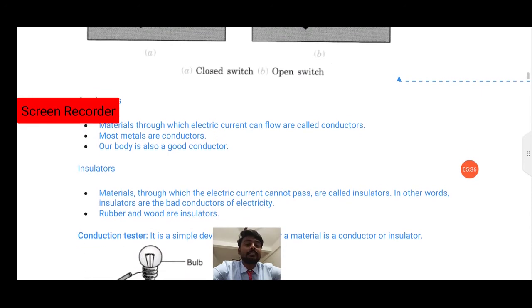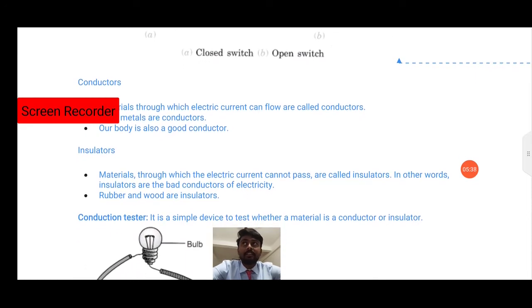You can see the second one, insulators. It is also very important in your syllabus. What do you mean by insulators? Materials through which electric current cannot pass are called insulators.